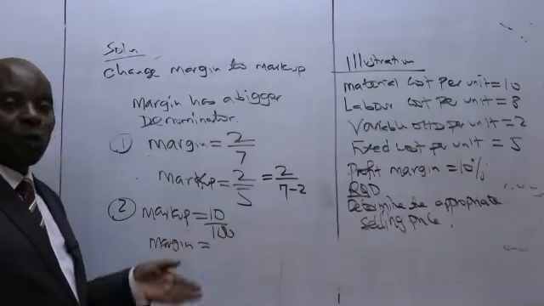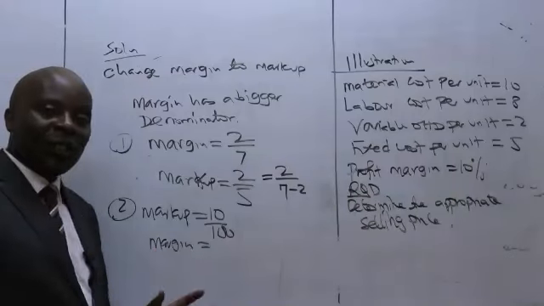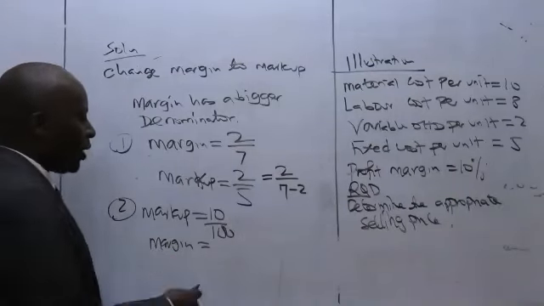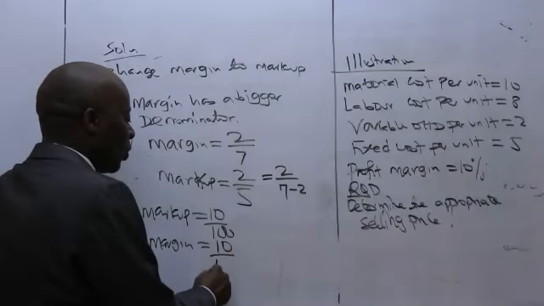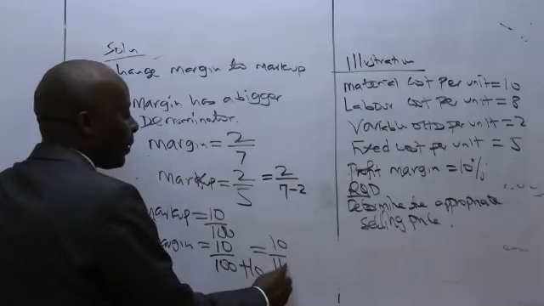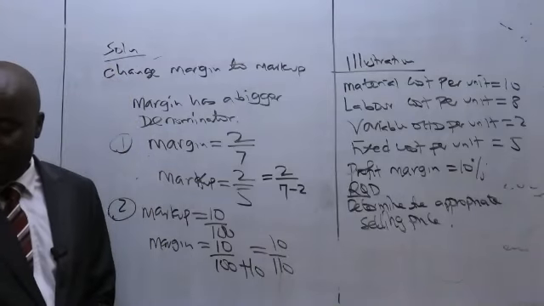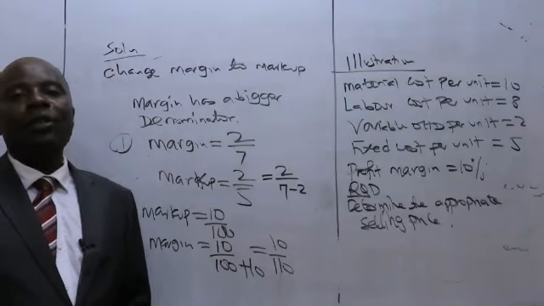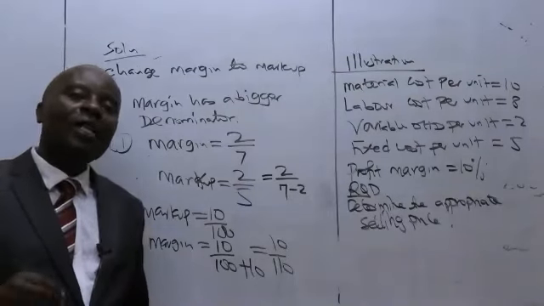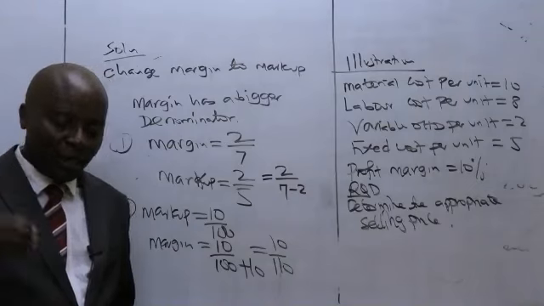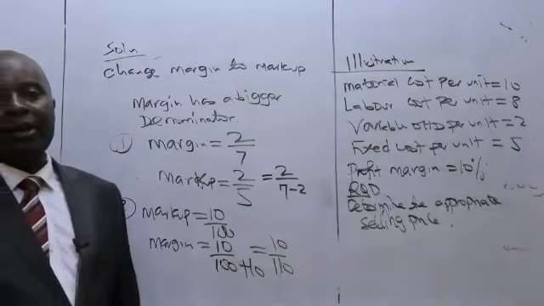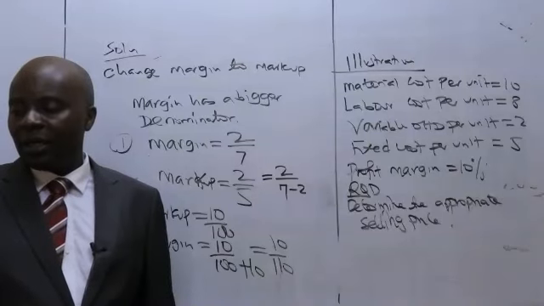Margin always has a bigger denominator. To get margin's denominator, you always do some addition. You take 10/100 and add 10 like that, which ends up giving me 10/110. So the thing they have been able to pick very fast from me is that margin has a bigger denominator.